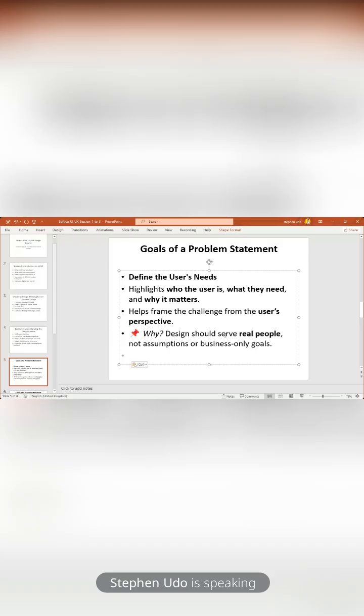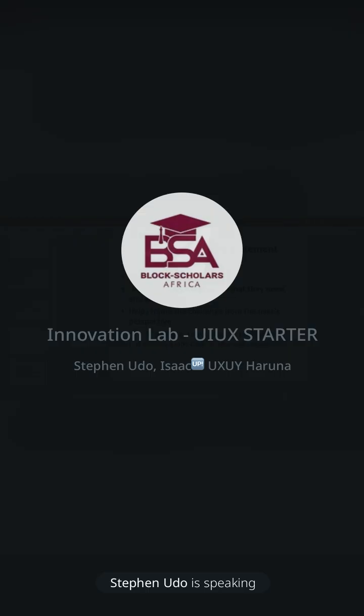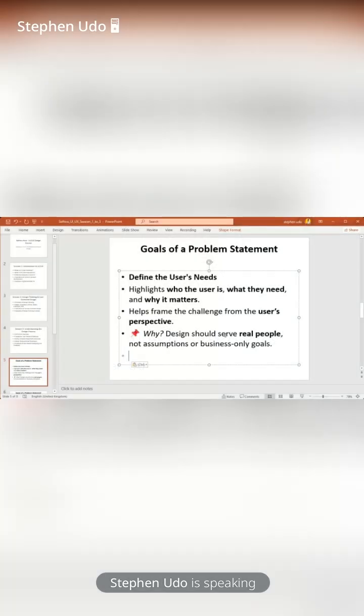Why? Design should serve real people, not just assumptions of business-only goals. For instance, if you start learning UI/UX design or web development, first of all, you'll be building projects and testing your skill. You think you have arrived, you are coding beautiful things. But those things, can they solve problems? Can they solve real people's problems?